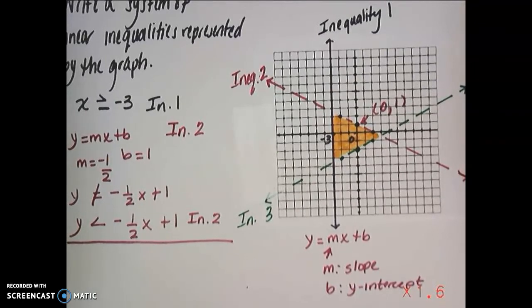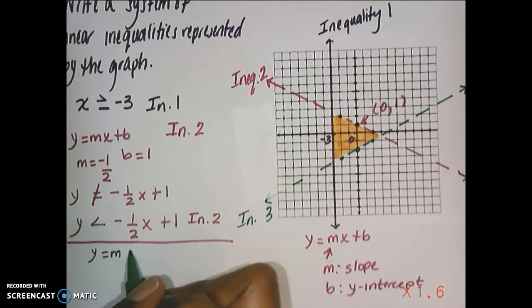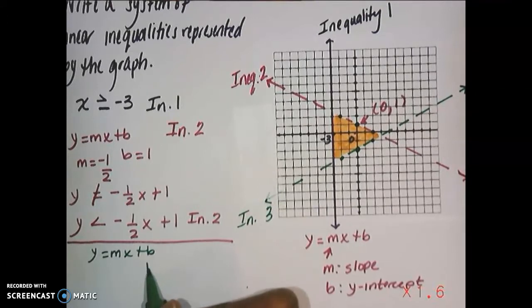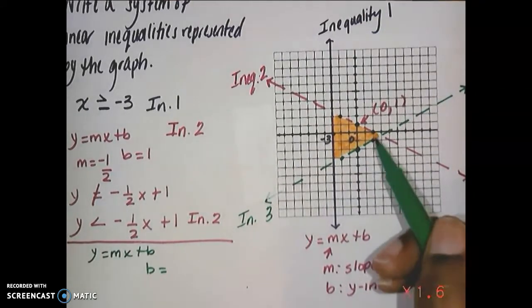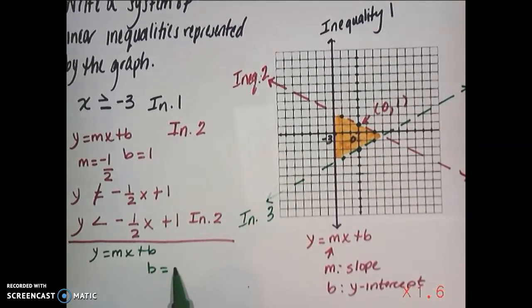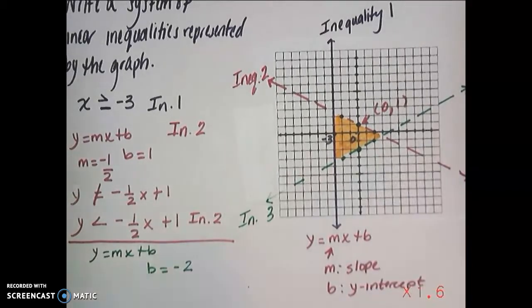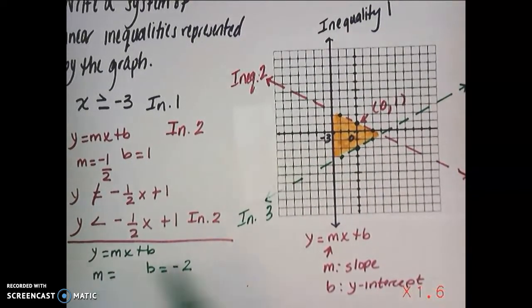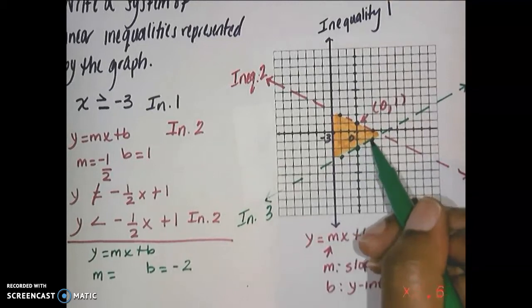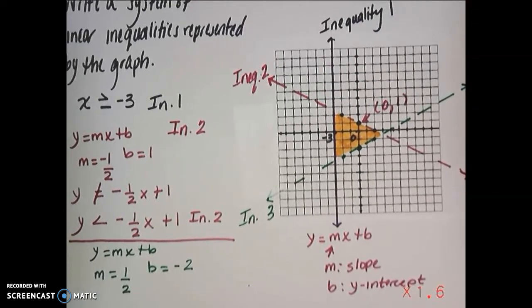Then inequality number 3. If I know I'm going to write this in the form of y equals mx plus b, then I need to know what my y-intercept is. And here we go 1, 2 below this origin. So we're going to be at negative 2. And then my slope, from here we went up 1 and right 2. So up 1 and right 2. My slope is a positive 1/2 in this case.